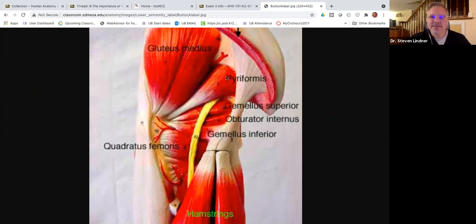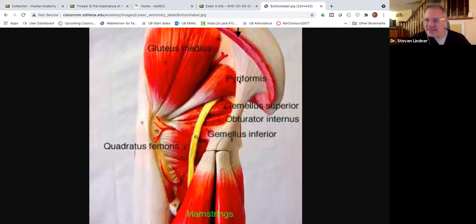So these muscles here, the piriformis, the gemellus superior, gemellus inferior, obturator internus, and there's also an obturator externus that we can't see from this view. It's from the internal view. And then there's the quadratus femoris. So these short muscles, they all insert on the greater trochanter. They all externally rotate the hip.